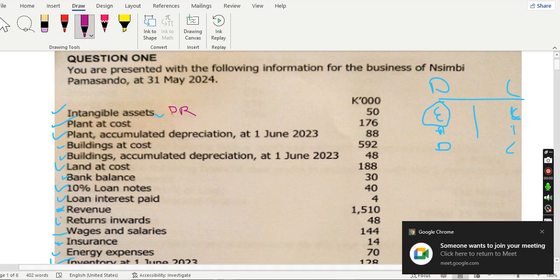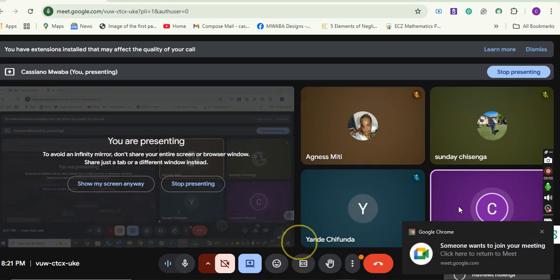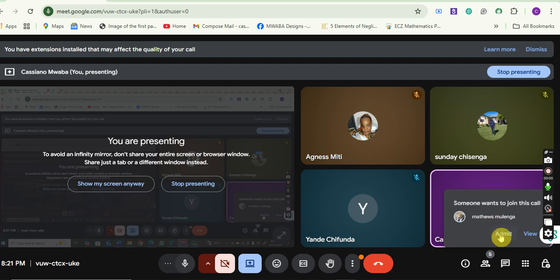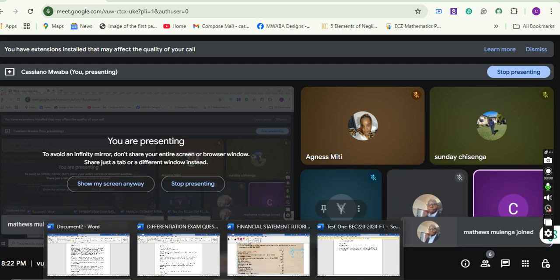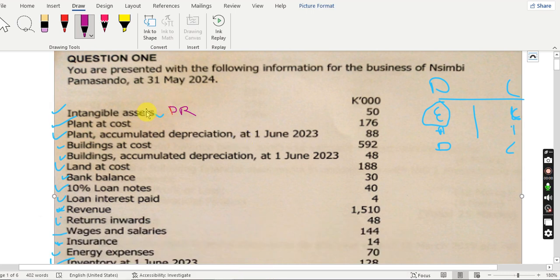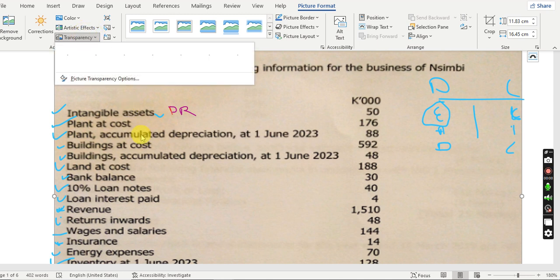Here we have plant at cost. Where does this one go? Madam Yande. Plant. It also goes on the debit side. Wonderful. Yes, this is what I like, colleagues, where we are answering. That's correct, Madam Yande. Debit side.